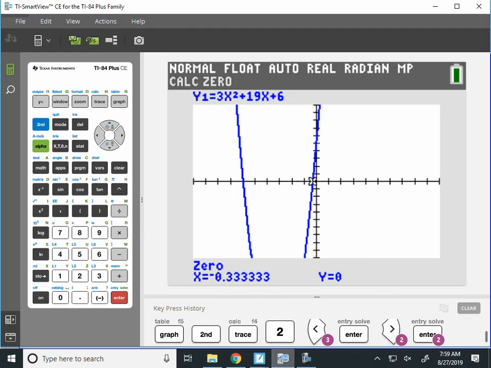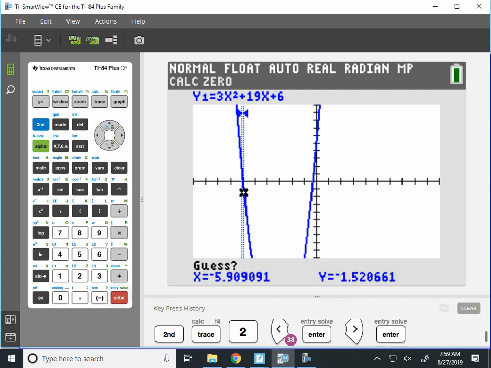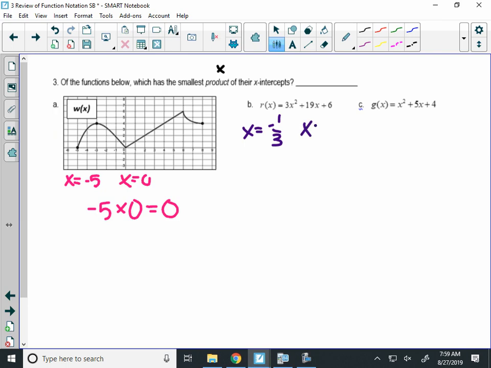And then my next root, let's see. To bring the cursor all the way over this other side. It's getting there. All right, left bound is above, and right bound is below. And that root is at negative 6. So let's see. I have x equals negative 6. So to find the product, I do negative 1/3 times negative 6, and that equals positive 2. Right? So that's the product of those x intercepts.